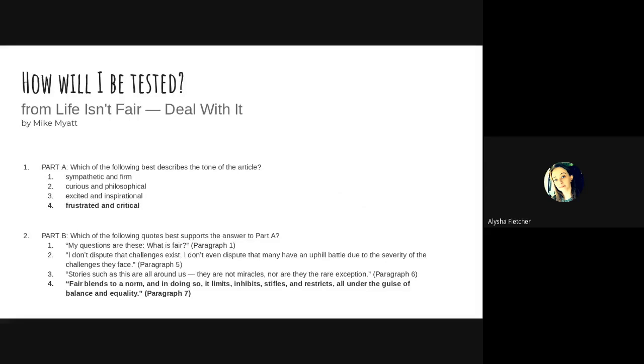So looking through those options, the last option makes you feel like the author is frustrated and critical. Fair blends to a norm, and in doing so, it limits, inhibits, stifles, and restricts, all under the guise of balance and equality. So there's several words I would underline there: limits, inhibits, stifles, restricts. These are all negative things. They have a negative connotation. And saying it's under the guise of balance is implying that it's not really balanced or fair. It's just pretending to be.